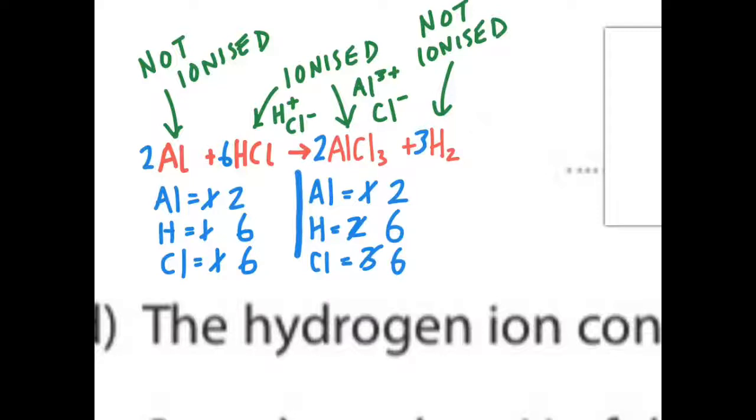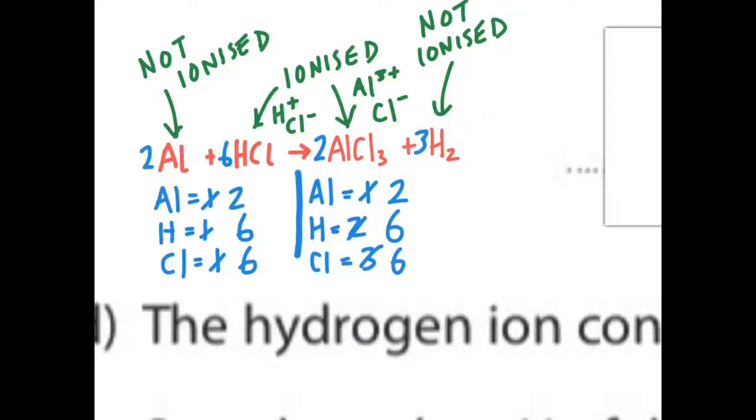So what we've got here is aluminium atoms becoming aluminium ions, and hydrogen ions becoming hydrogen atoms. So we're getting from not ionized to ionized, and from ionized to not ionized. Chlorine is the only element which starts off as an ion and finishes as an ion. So we ignore chlorine. We call chlorine in this example a spectator ion or spectator element, because what it's doing is just watching from the sidelines. It's not getting involved really.